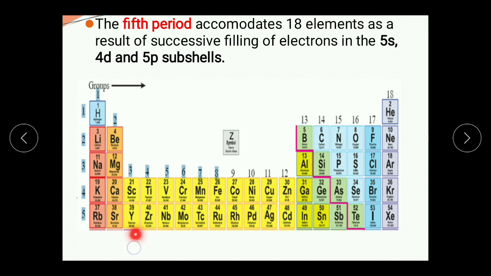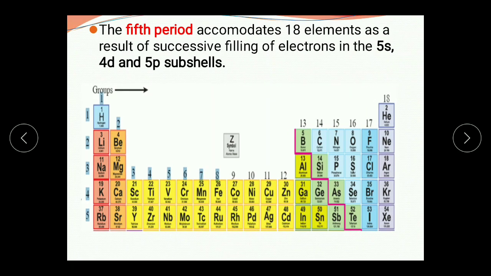4d has more energy than that of 5s. Then after 5s, 4d1, yttrium to 4d10 up to cadmium. These 10 electrons will be there in the 4d subshell one by one. And then 5p will start filling up. And from indium to xenon, the 6 electrons will be there in the 5p subshell. And at xenon, the fifth period will end, and again xenon has a stable electronic configuration with complete octet.